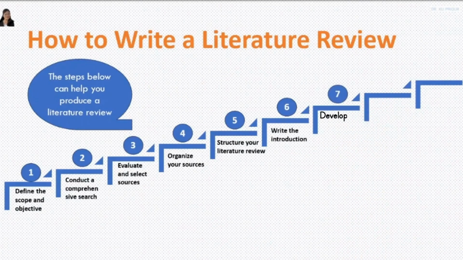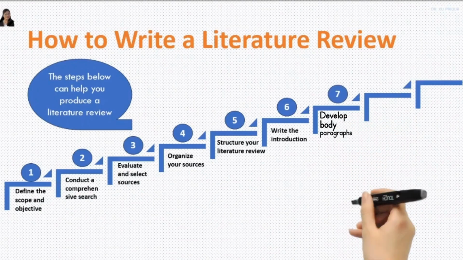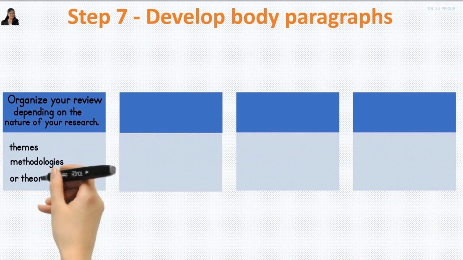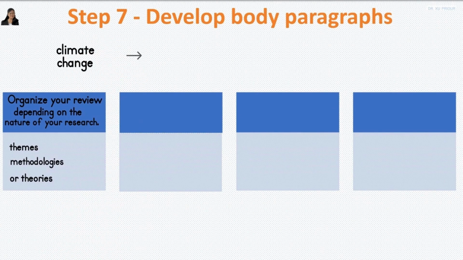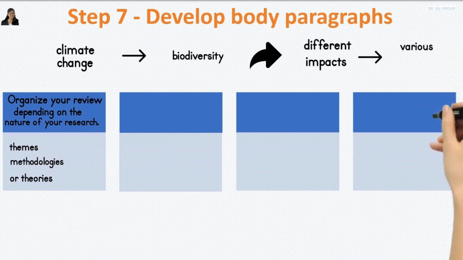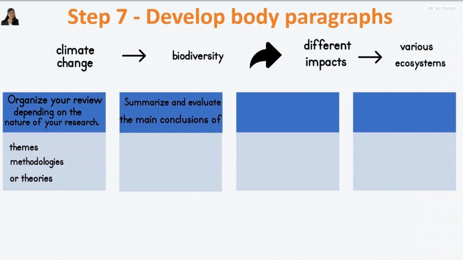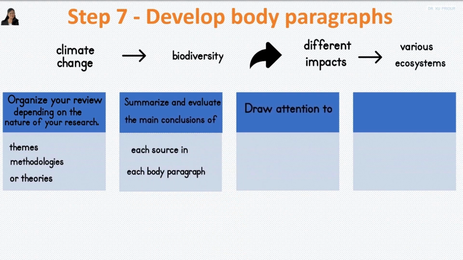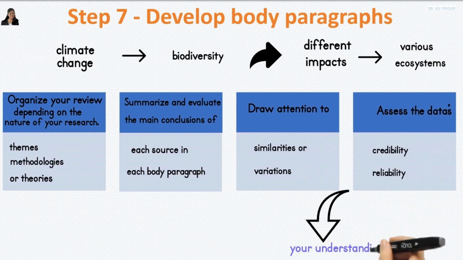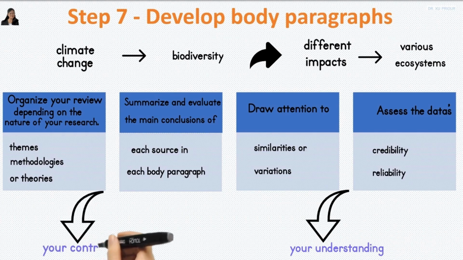Once you have introduced your topic, it is time to develop body paragraphs. Organize your review by themes, methodologies, or theories, depending on the nature of your research. For example, if you are reviewing articles related to the impact of climate change on biodiversity, you could organize your body paragraphs around different impacts on various ecosystems. Summarize and evaluate the main conclusions of each source in each body paragraph. Draw attention to similarities or variations between different sources and assess the data's dependability and credibility with a critical eye. By doing so, you will demonstrate your understanding of the literature and contribute to the existing body of knowledge.